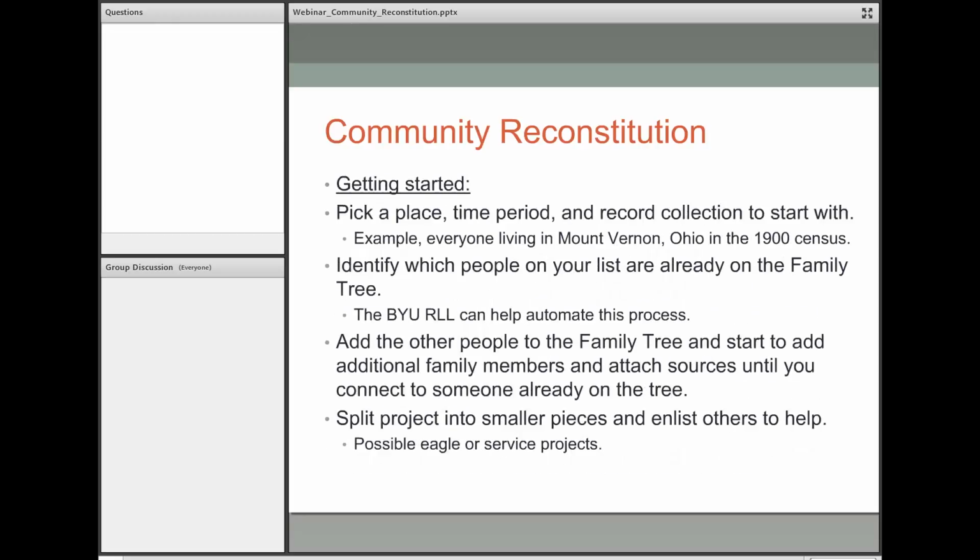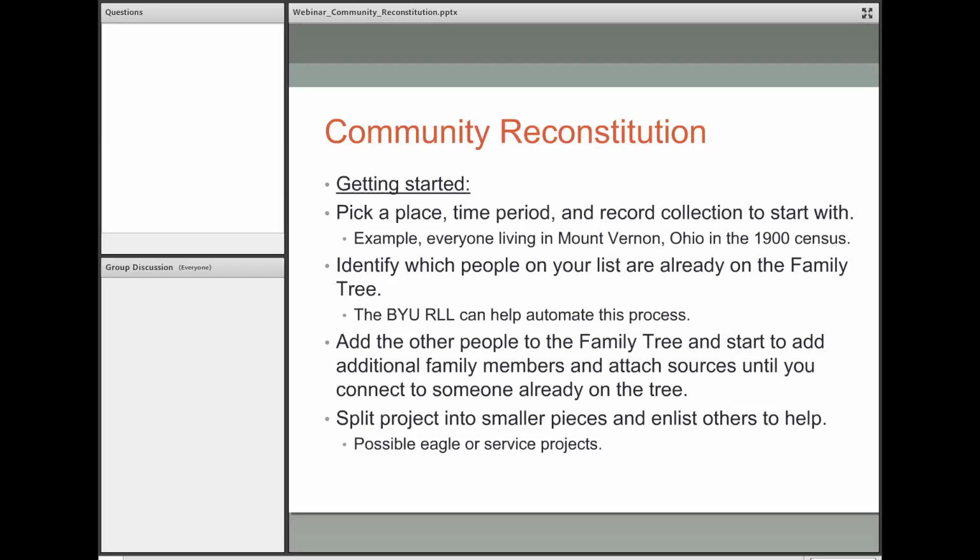So how to get started is you need to pick a place, a time period, and a record collection. In the example I gave you, we took Knox County 1900 census, but you could focus on a specific town. You could have done Mount Vernon, Ohio, or we're working with a group in Laredo, Texas. What you want to do then is identify which people on your list are already on the family tree. And the BYU Record Linking Lab can help automate this process for you.